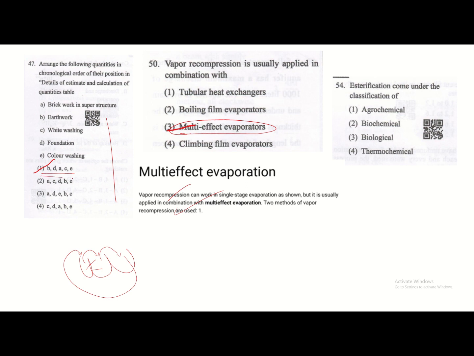And next one is the chronological order to calculate the quantity of earthworks. So these are the correct answer A. And next, the specification comes under the classification of the thermochemical. As of now I exactly don't know this answer. So I assume it is the 4.